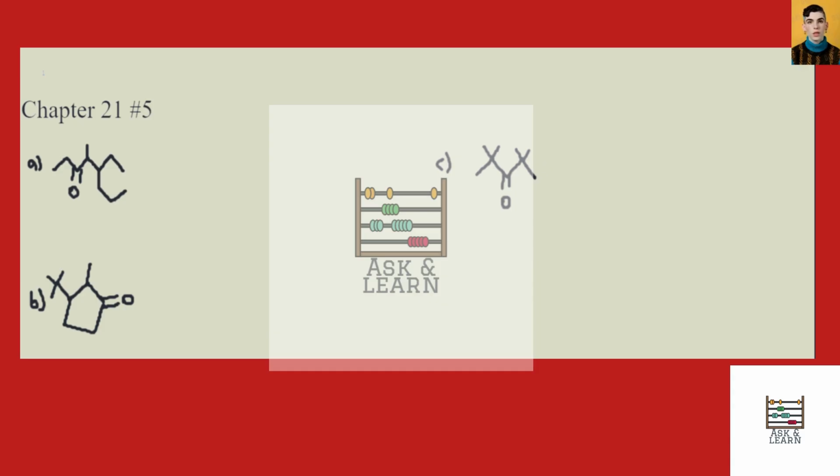For A and C, the open chain ketones, we need to find the longest chain that contains the ketone and change the ending to "-one". And then we need to number that chain so that the ketone has the lowest number. Okay, and so for A, that's going to look like this. So 1, 2, 3. So the ketone's at carbon 3, 4, 5, 6, 7, 8. So this is going to be an octanone.